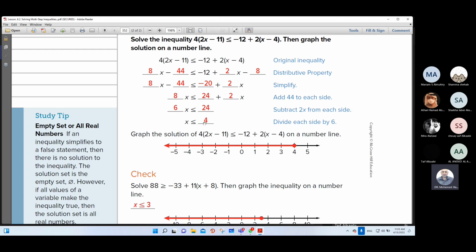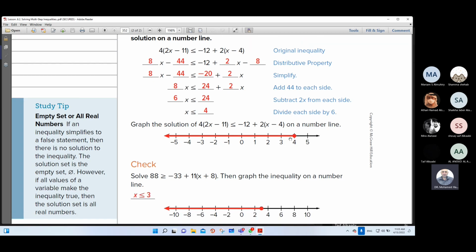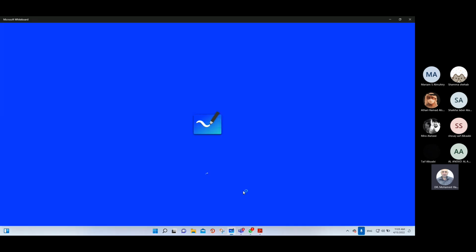Then we can graph this inequality. We can draw the number line, then represent 4. Then as you see, you have equal in the sign, so we can draw a shaded circle. Then x less than means the direction goes to the negative side. Who has any question about this exercise, about this idea? Are all ideas clear for you?